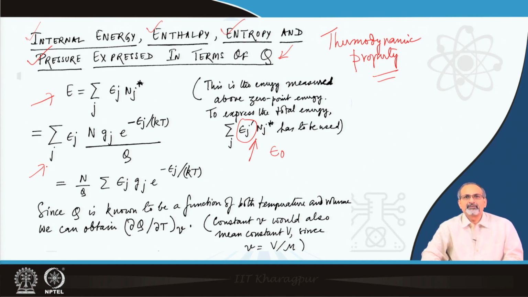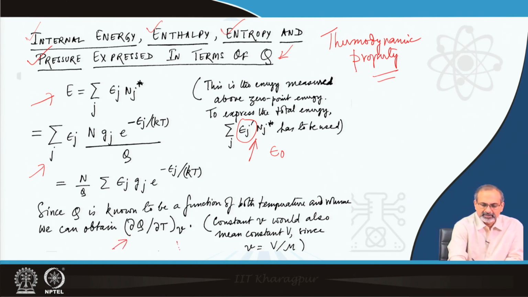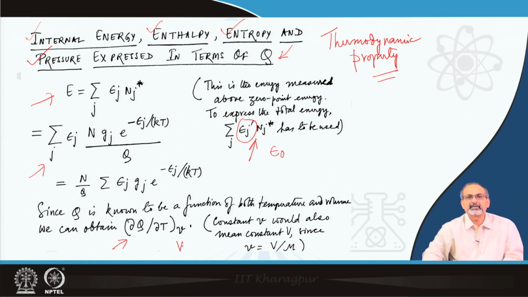Since Q is known to be a function of both temperature and volume, you can obtain del Q del T, and it does not really matter whether you write it for constant specific volume or volume, because the constant specific volume and volume are just related through the mass.